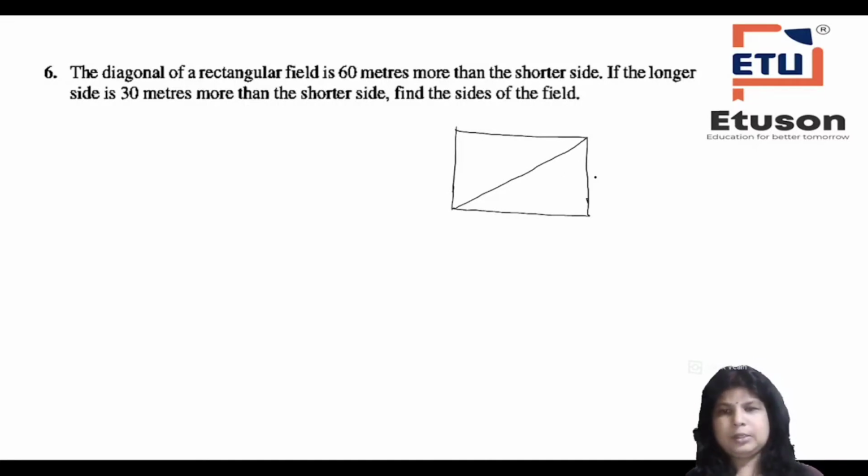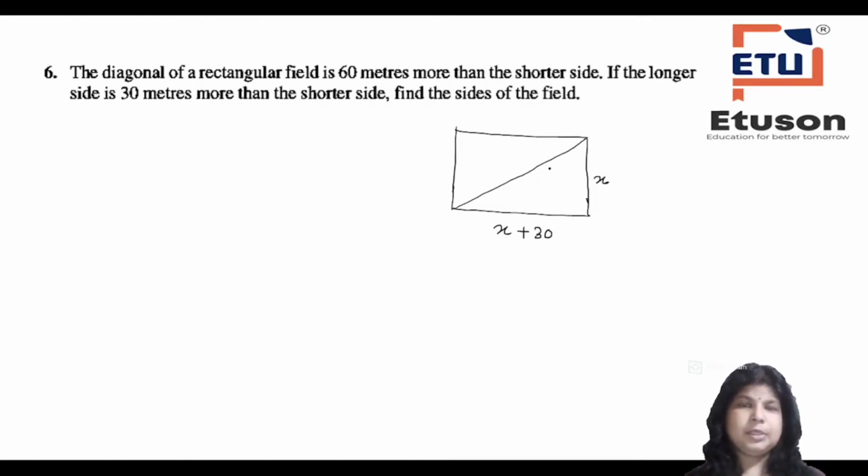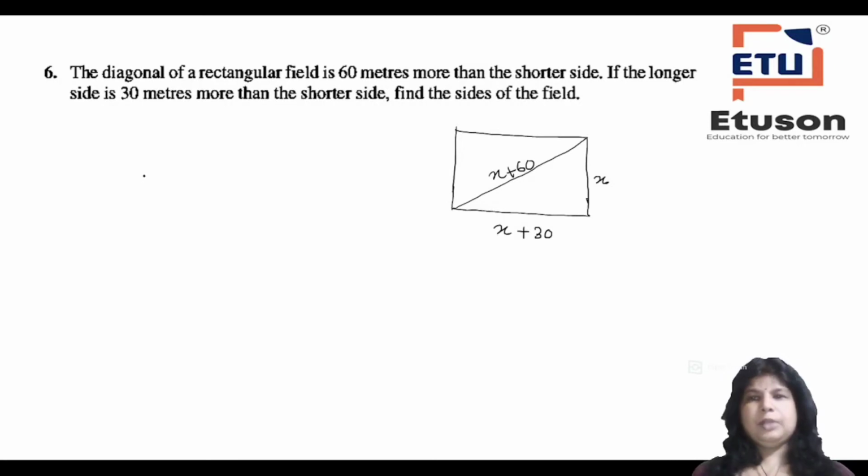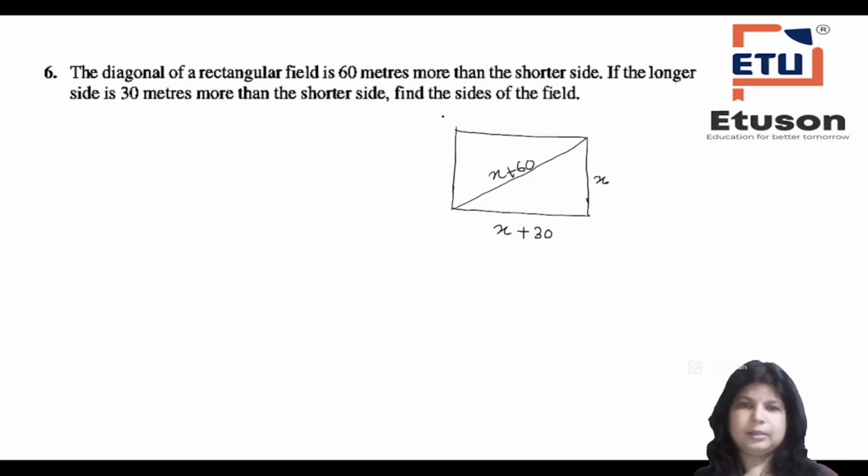So let the shorter side be x. Then what will be the longer side? It will be x plus 30, right? The diagonal is 60 meters more than the shorter side. That means it is x plus 60. Correct? So now you see, if I name it A, B, C, D.